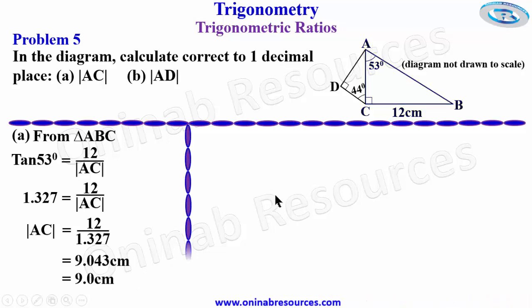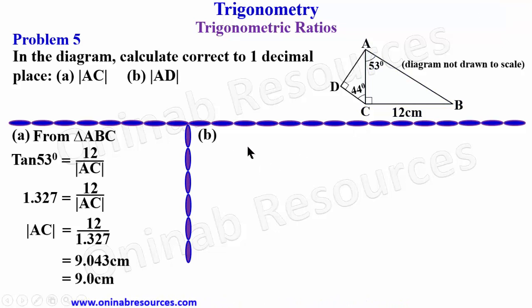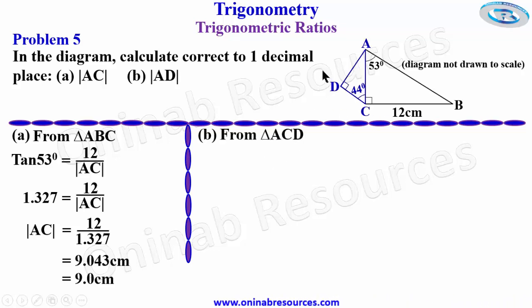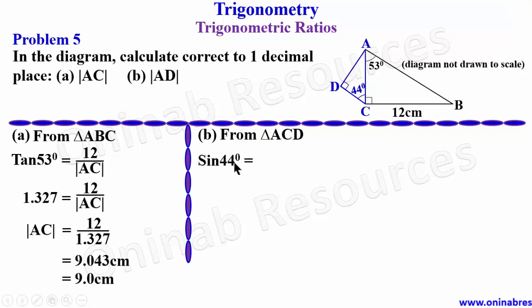Then we go ahead to solve B. So we have to calculate AD. So we look at triangle ACD, and we've calculated AC, which is now the hypotenuse, and we're looking for AD, which is now the opposite. So opposite and hypotenuse is sine. So we have sine 44 degrees is equal to opposite AD over 9.043.